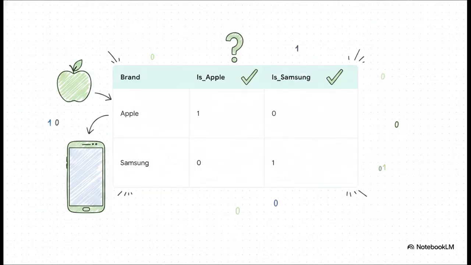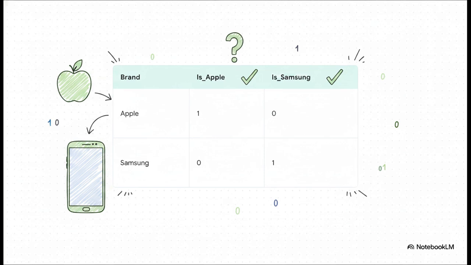To entirely dodge that headache with unordered categories, we use a much safer technique called one-hot encoding. Instead of giving out escalating numbers, this method splits your single category column into completely separate yes/no columns, represented by just ones and zeros.